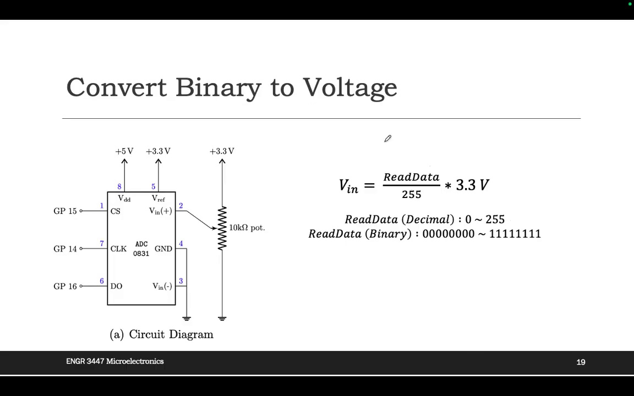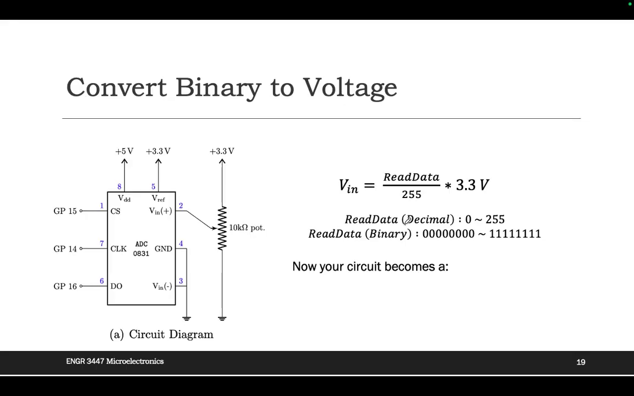The read data divided by 255 multiplied by 3.3 is the voltage you will get, the input voltage. Does that make sense to you? Any questions so far? I think after today's lab you will understand this deeply.